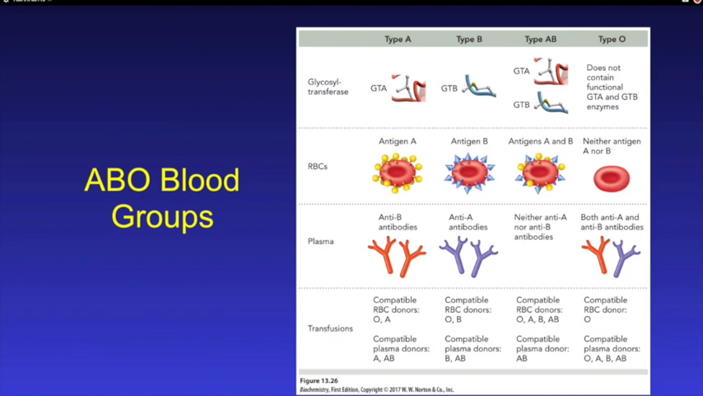And so in this case, for this person who is type A, you can donate to an O or an A. This one can donate to an O or a B. This person can donate to an O, A, B, and an AB. And this person can donate to an O. So you can see that you have O being everywhere. O is the universal donor.